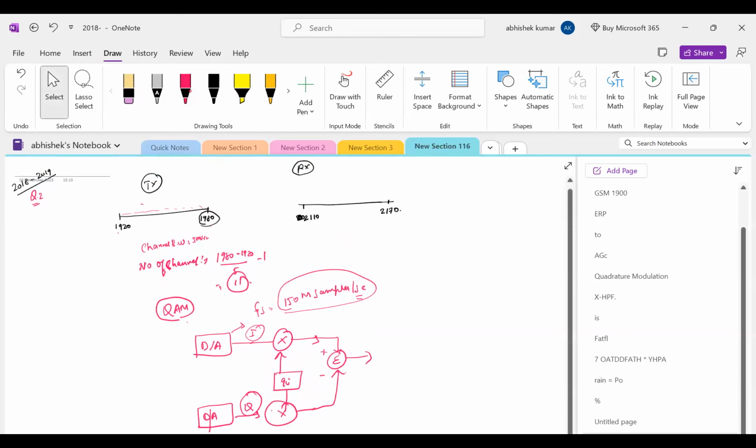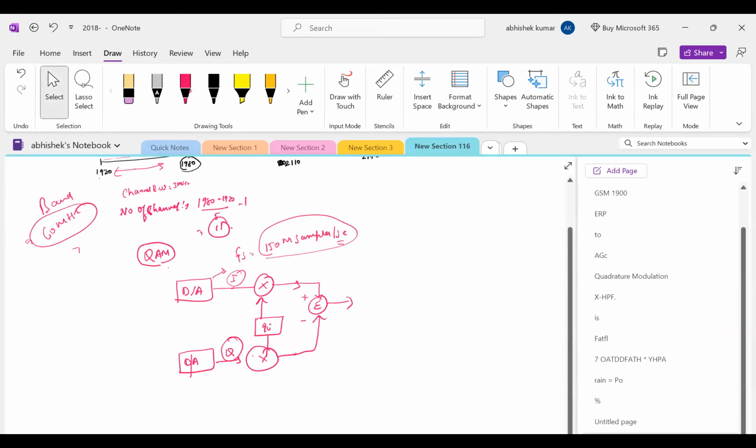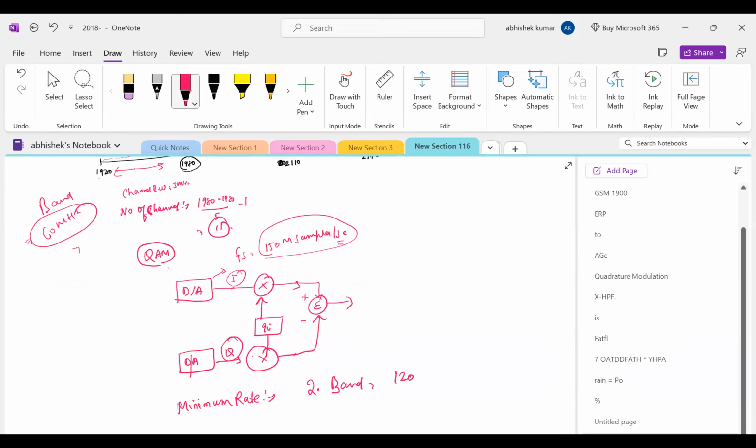First of all, tell me what the bandwidth is. Here the band is 60 megahertz, right? So what is the minimum sampling rate? The minimum sampling rate is always 2 times the bandwidth, so it will be 120 mega samples per second.